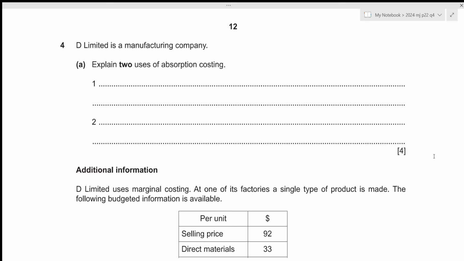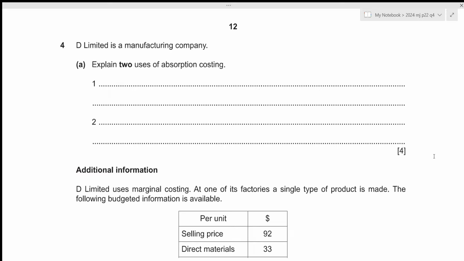In this video, we'll be going over A-Level Accounting 2024 May-June Paper 2-2 question number 4. This is paper 2, which consists of 4 questions. 2 of them will be of 30 marks and 2 of them will be of 15 marks. And the total time limit for this paper is 1 hour 45 minutes.